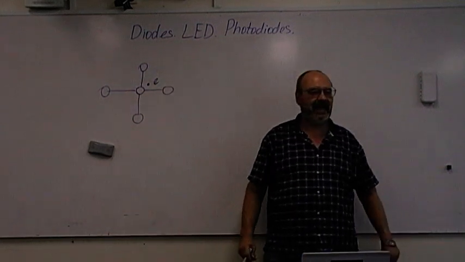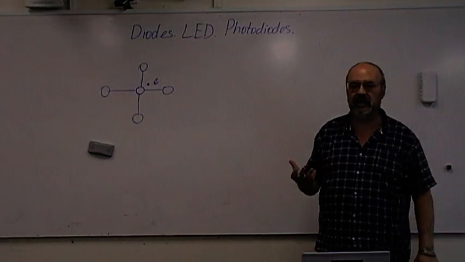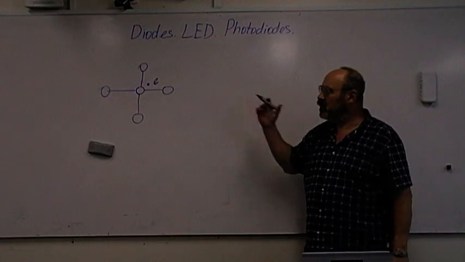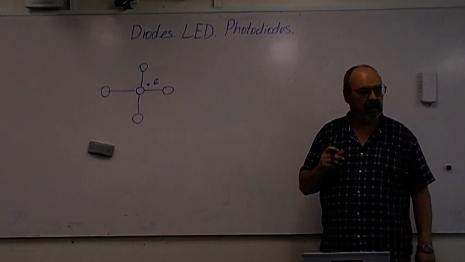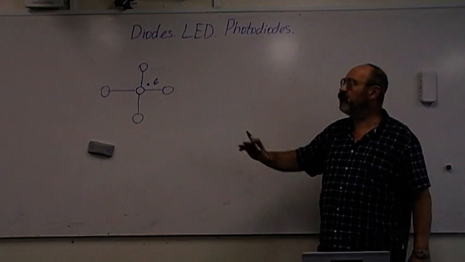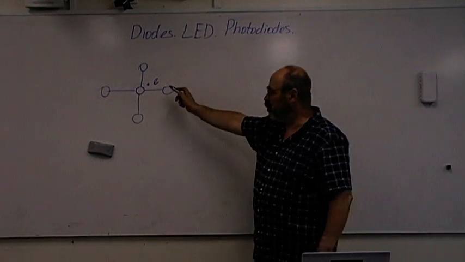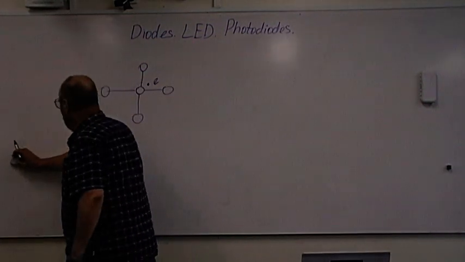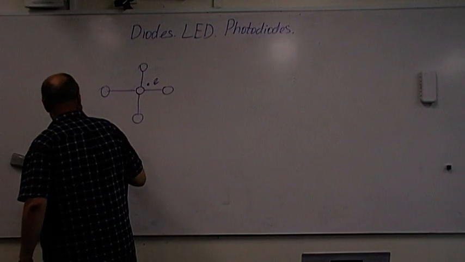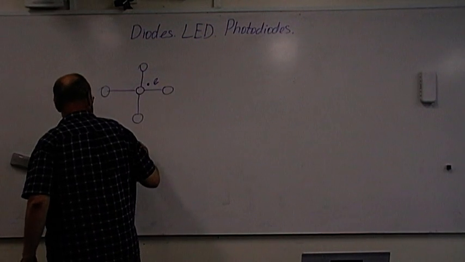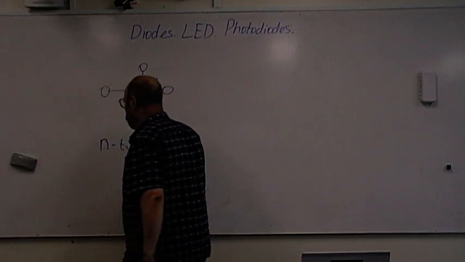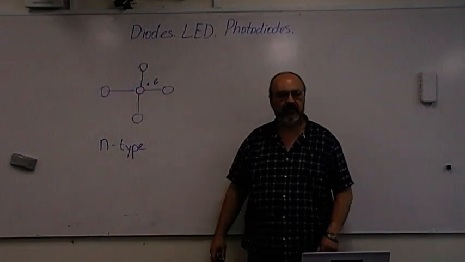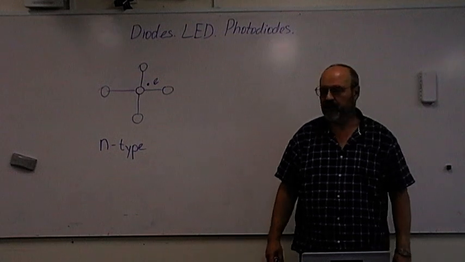Silicon is a semiconducting material, and such a semiconducting material with free electrons as a result of the impurity is called N-type. A semiconductor of N-type should have some free electrons.